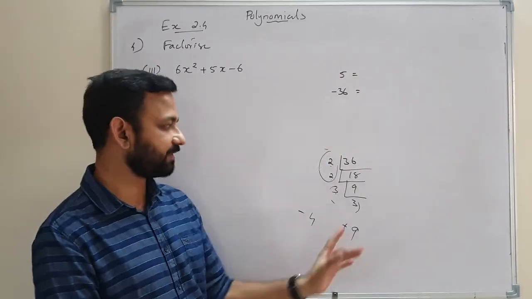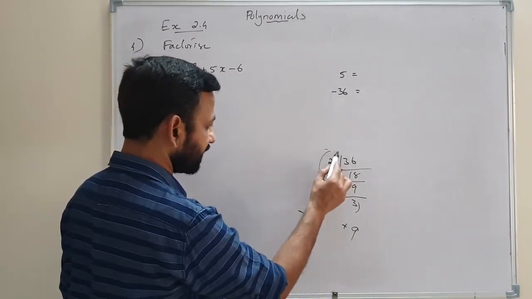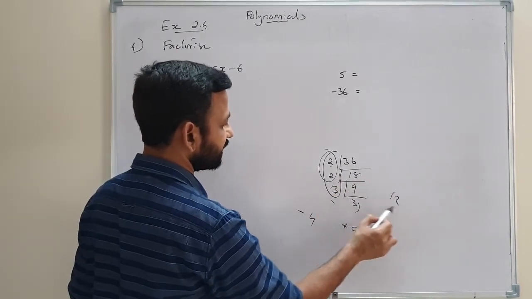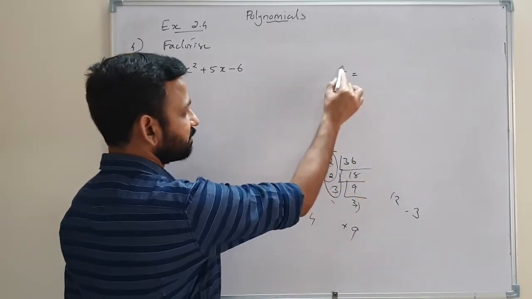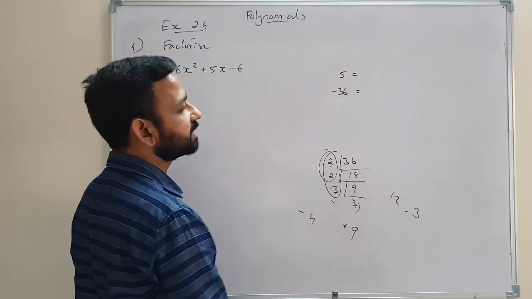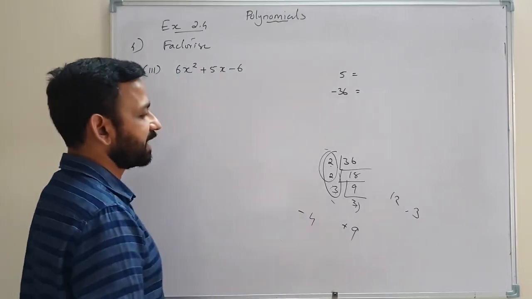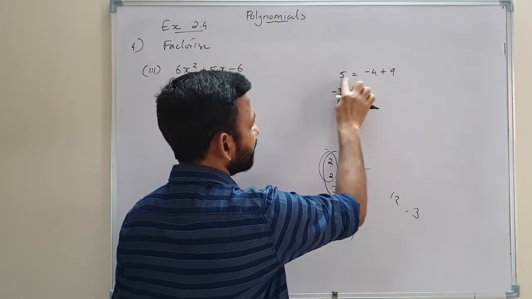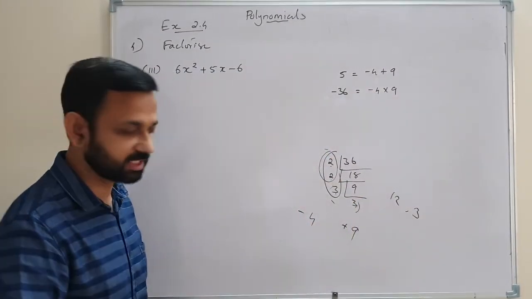So if you have any difficulty, you just factorize this one, and if you are not getting it, then you take another group, 2 into 2 into 3, 12 and 3, then you try 12 and 3. That depends on the number. So here we got the numbers minus 4 and 9: minus 4 plus 9 equal to 5 and minus 4 into 9 equal to minus 36.